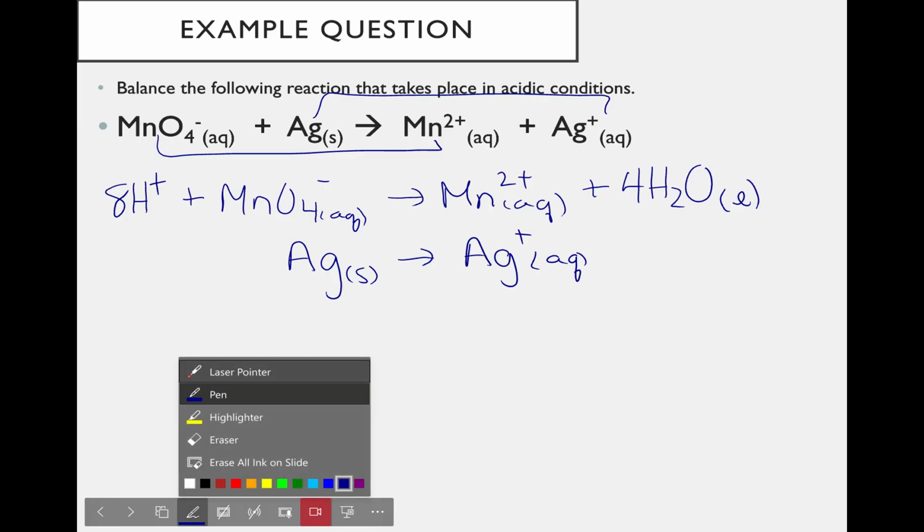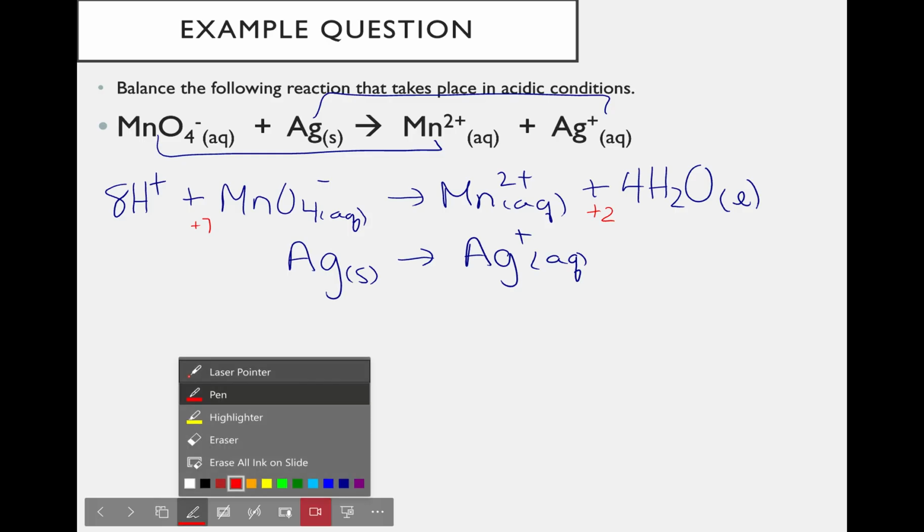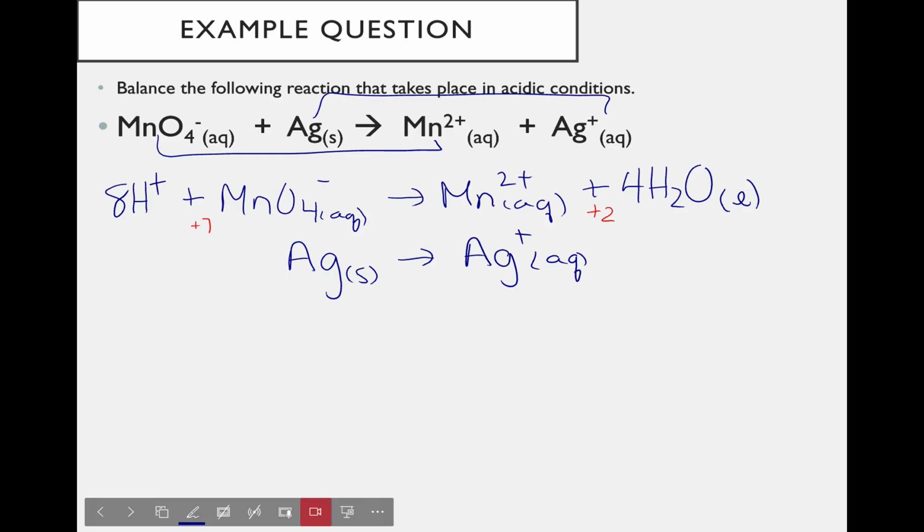When I take a look at my net charge, on the left-hand side, I have 8 positive and 1 negative. So I have a net charge of positive 7. On the right-hand side, I have this positive 2, and then water's neutral, so no charge. So I have a net charge of positive 2. So I can only add in electrons. I am going to add in, I believe it's 5 electrons to the left-hand side, so that when I add this to my 7, so I'd have minus 5, gives me my net charge of positive 2, which I needed. Now, the first half reaction's done.